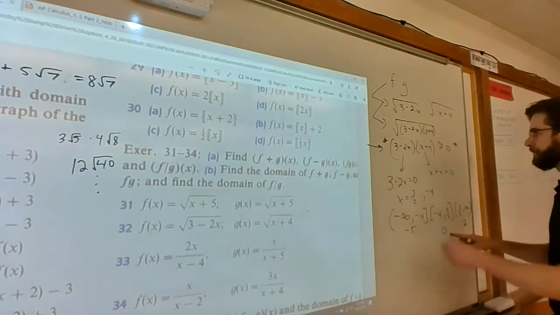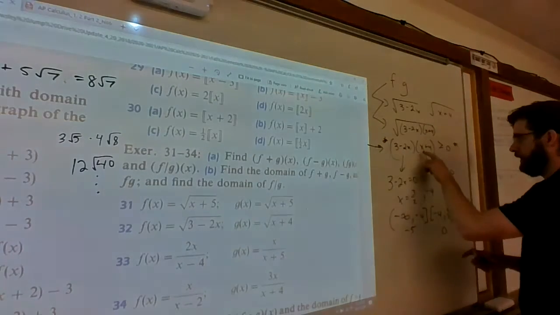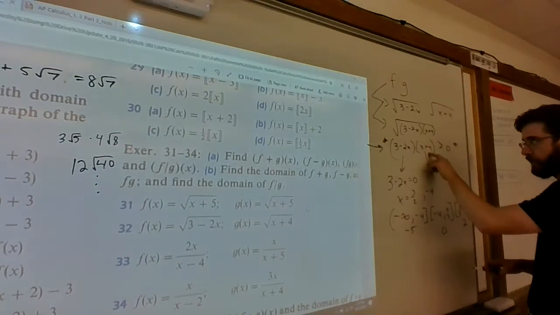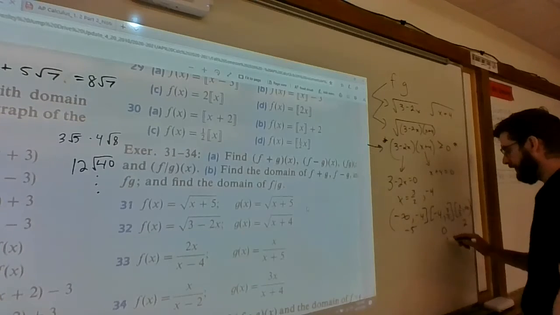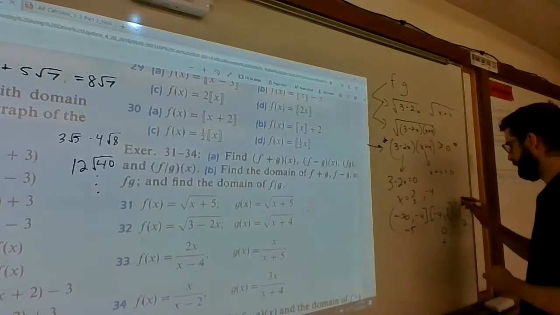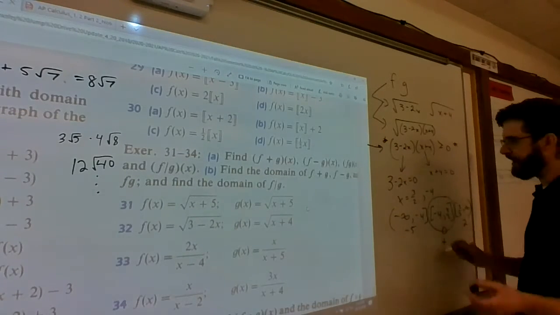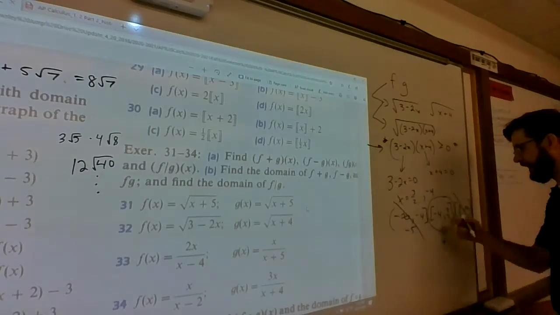So test 0. 3 minus 2 times 0, that'd be 3, times 0 plus 4, so 3 times 4, that's a positive 12, which is greater than or equal to 0. If you test these two in that same fashion, they fail, and that's our domain.